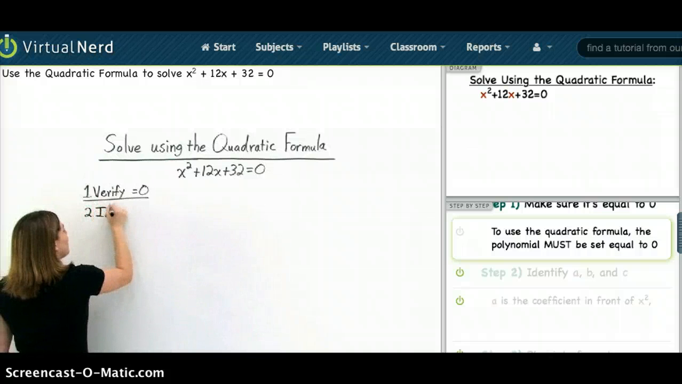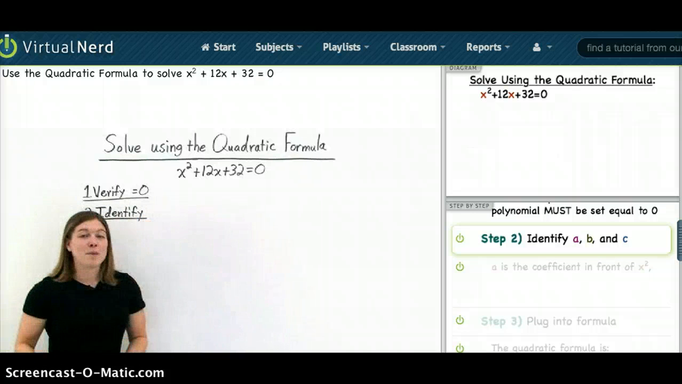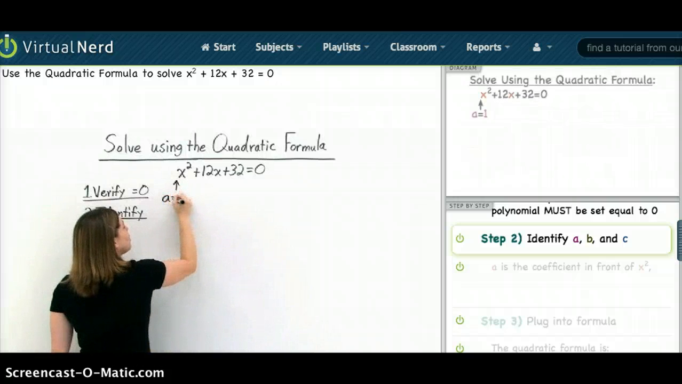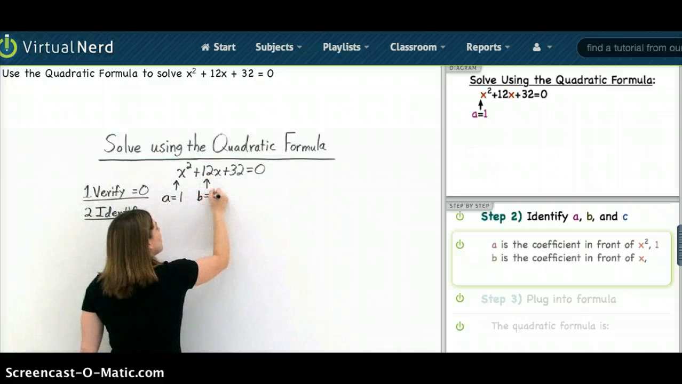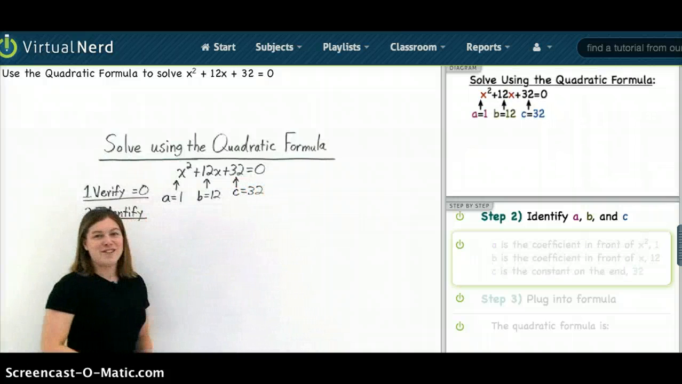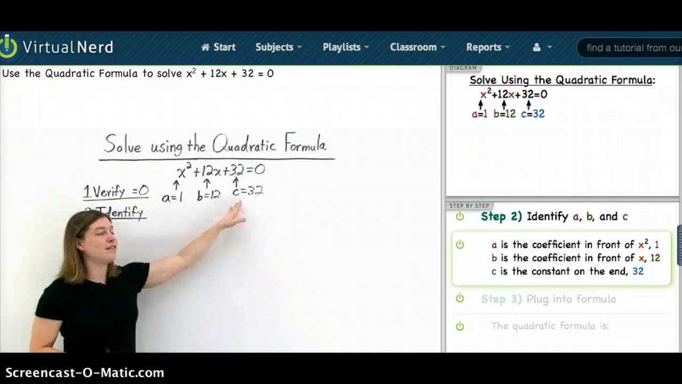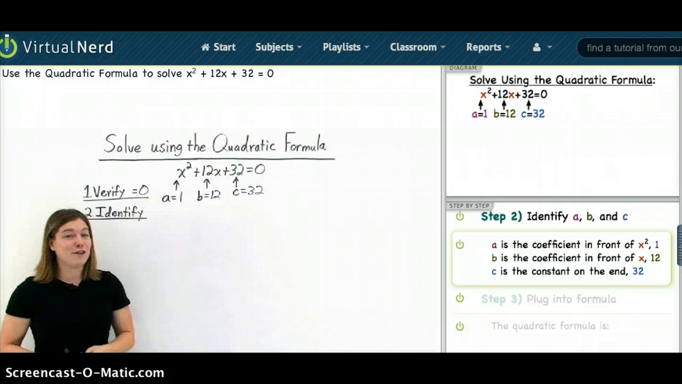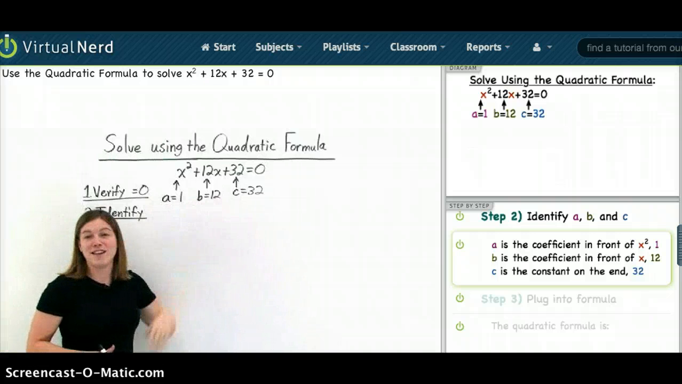In our next step, let's identify a, b, and c in our quadratic formula. These will be the numbers that we plug into the quadratic formula to solve. First, we find a. A is the coefficient in front of x squared, so a is equal to 1. B is the coefficient in front of x, so b is 12. And c is the number that sits on the end, so c is 32. Now we found a, b, and c. It's always best to write out the values for a, b, and c before you plug them into the quadratic formula. It makes it a lot easier, and you get a lot less confused plugging in the numbers if you first write out the values for a, b, and c.